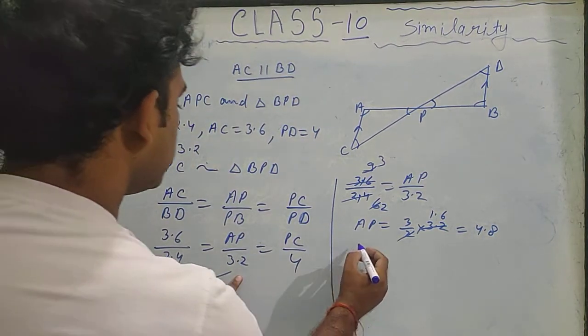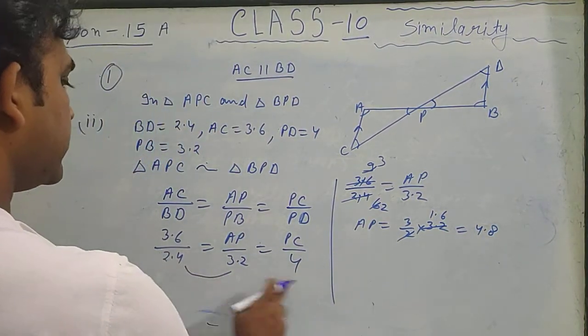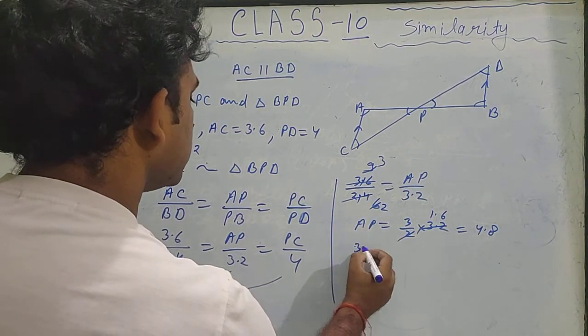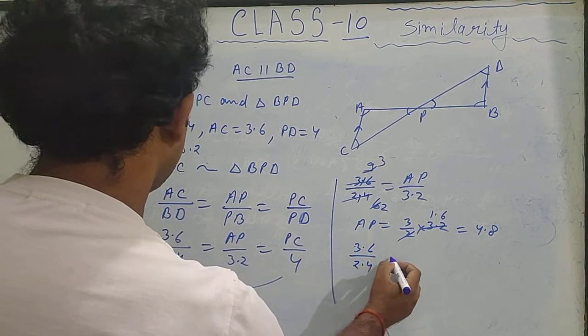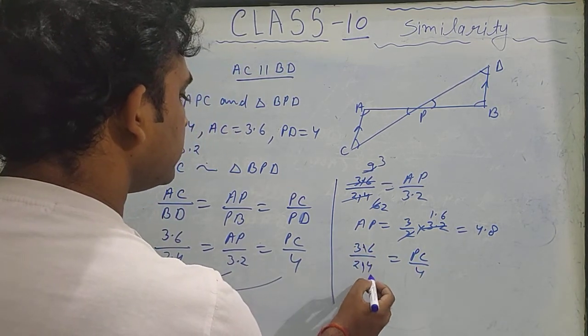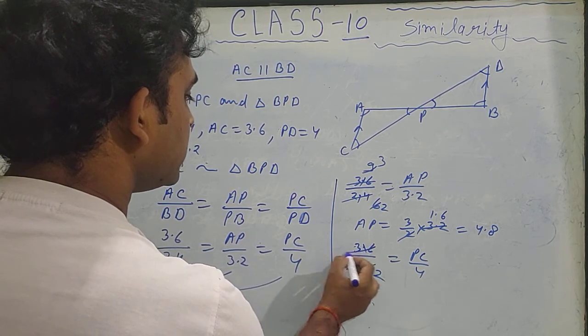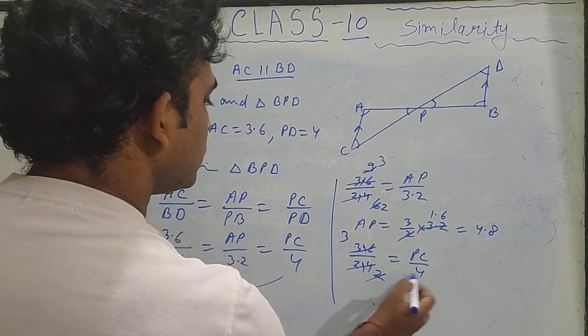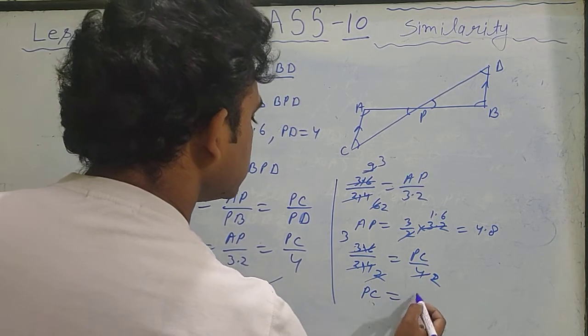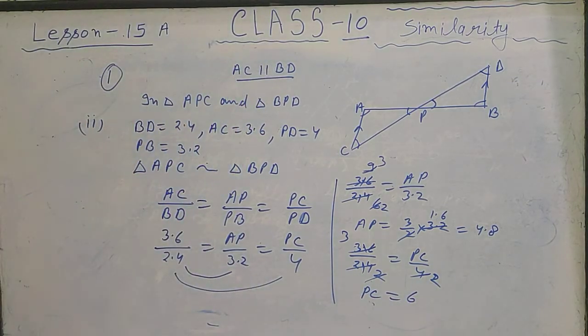Now with the help of first and third, 3.6 upon 2.4 is equal to PC upon 4. So point and point remove. 12 2s are 12, 3s are 2, 2s are 4. So PC is equal to 3 2s are 6. So PC is equal to 6 centimeter and AP is equal to 4.8 centimeter.